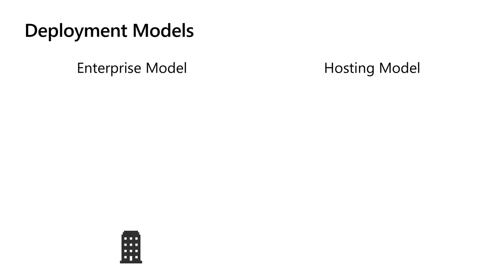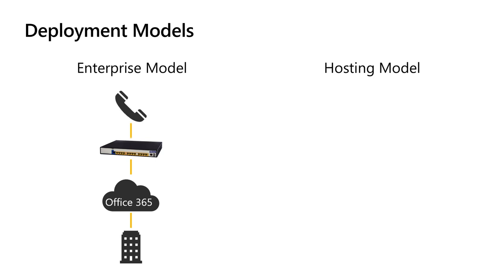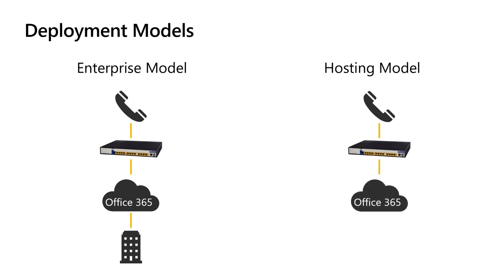So for the enterprise, you as the enterprise, you're connecting to Office 365, you bring in an SBC, and you make your telephone calls. With the hosting model, the carrier owns the SBC, manages the SBC, connects the SBC to Office 365, and they get multiple people who connect into Office 365 and route to that SBC. So there's minimal configuration on your tenant. Most of it's done by the carrier.